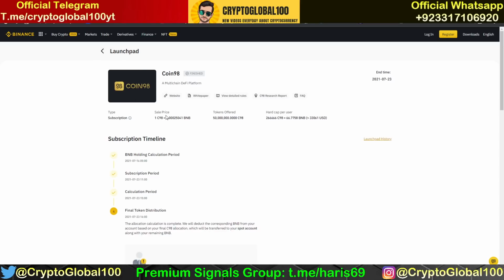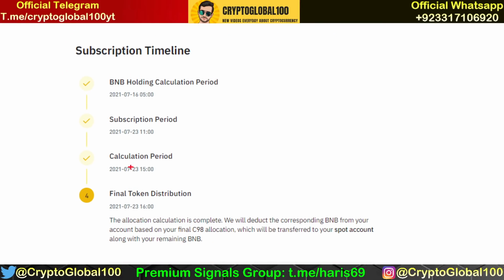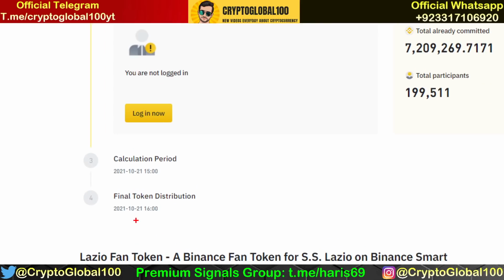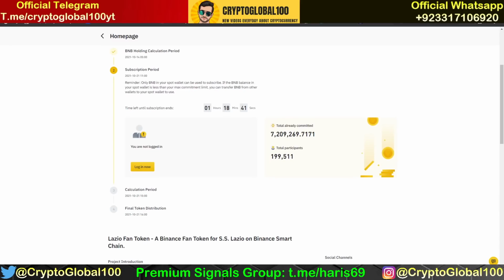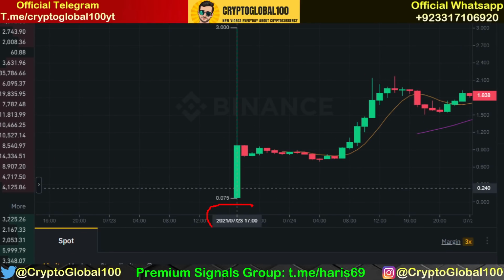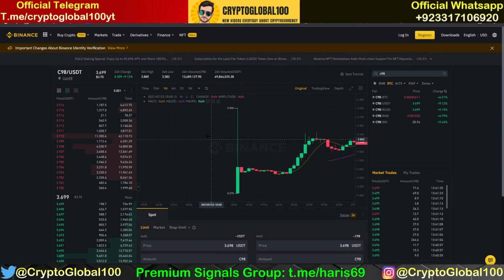If you take a look at this Coin98, you can see the calculation period, the subscription period, and the final token distribution period was 4 p.m. Here, if we take a look at the Lazio Fan Token, you can clearly see the final token distribution is the same timing as Coin98. And if I show you the chart, you can see the trading started at 5, so 17:00, and after 1 hour, the token will be distributed at 16, or 4 p.m. your local time, and after that, 1 hour later, the trading started.